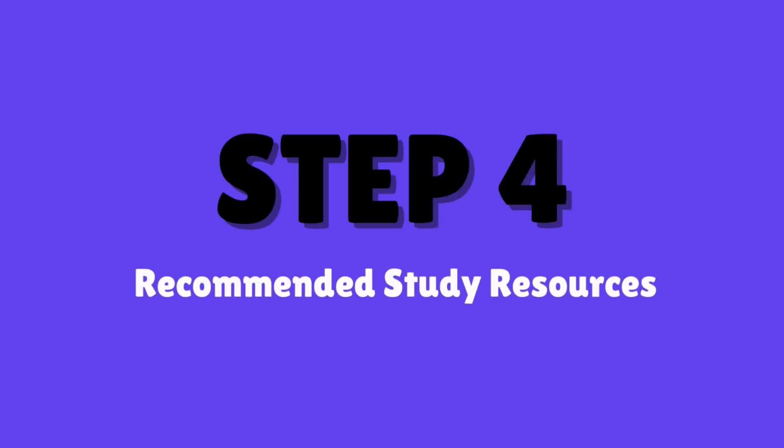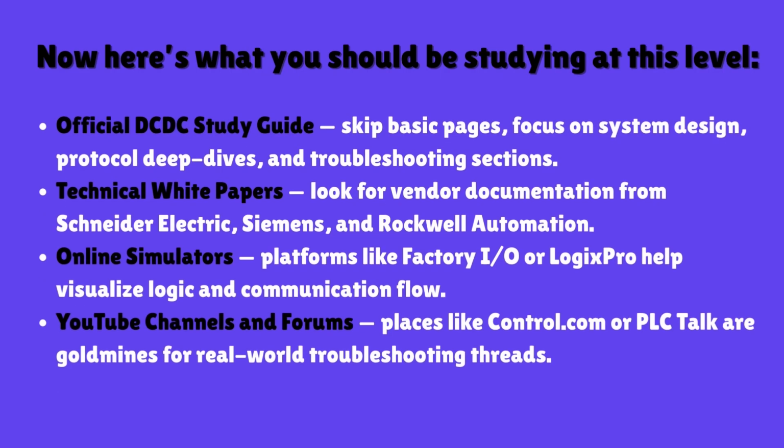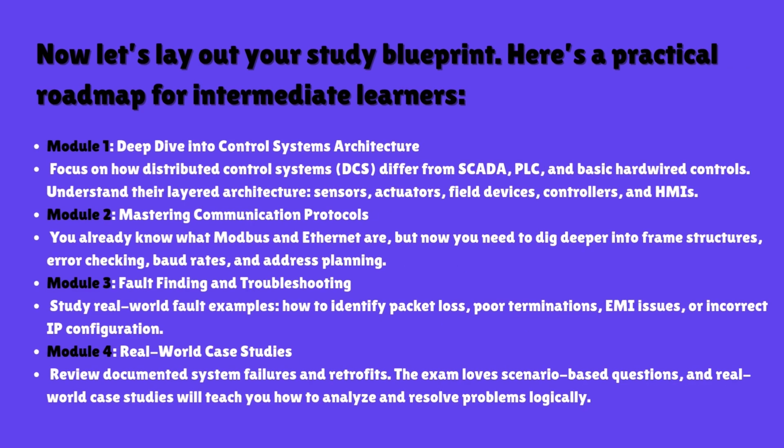Step 4. Recommended study resources. Now here's what you should be studying at this level. Official DCDC study guide: skip basic pages, focus on system design, protocol deep dives, and troubleshooting sections. Technical white papers: look for vendor documentation from Schneider Electric, Siemens, and Rockwell Automation. Online simulators: platforms like Factory.io or Logix Pro help visualize logic and communication flow. YouTube channels and forums: places like Control.com or PLC Talk are goldmines for real-world troubleshooting threads.